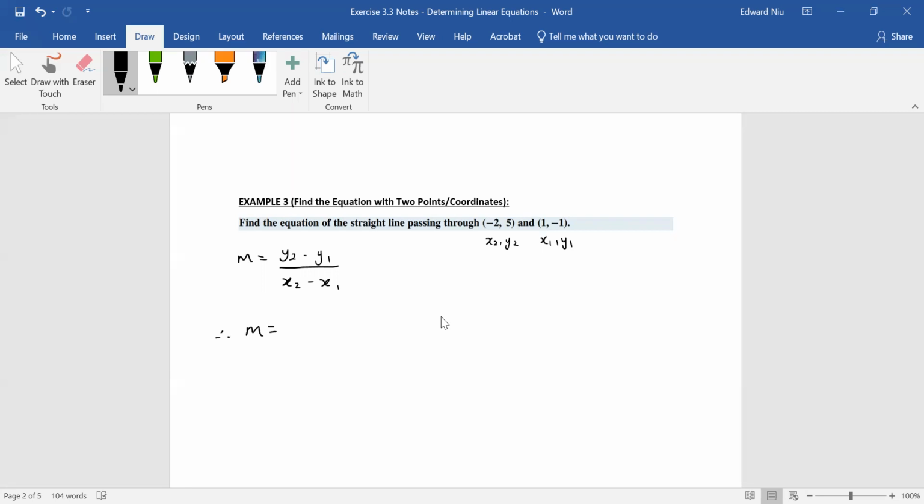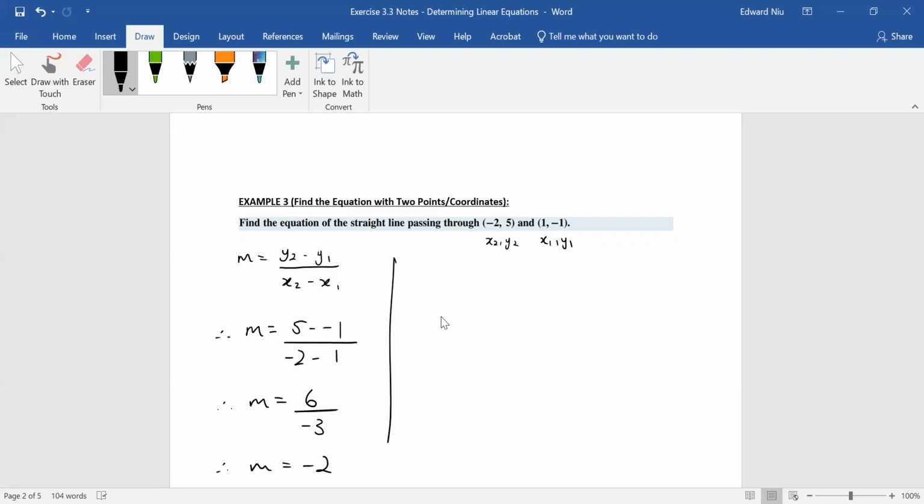So what we do is we therefore go and substitute these coordinates in. So our y2 is 5. We go 5, take away y1, which is -1. So 5 take -1 divided by our x2 of -2, take our x1 value of 1. And therefore 5 take -1 gets us 6, because 2 minus signs next to each other is plus. -2 take 1 gets us -3.